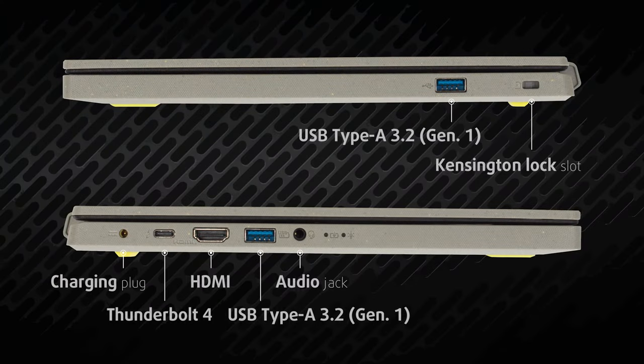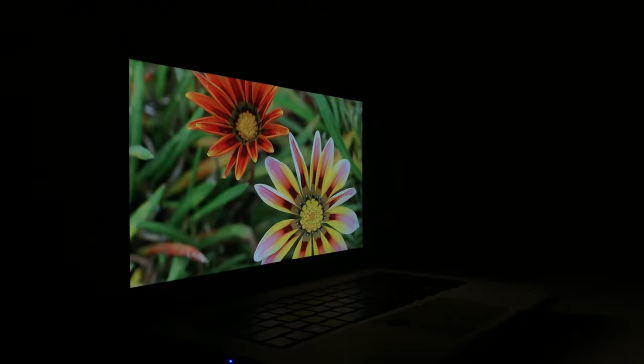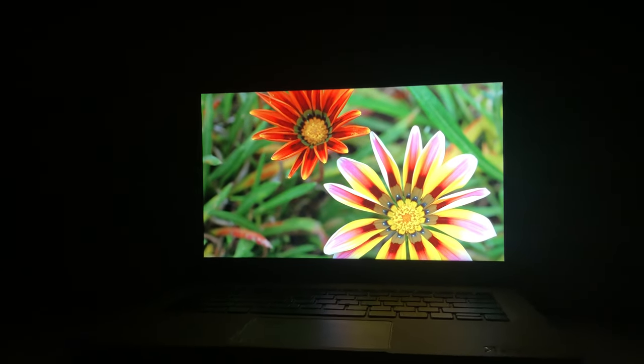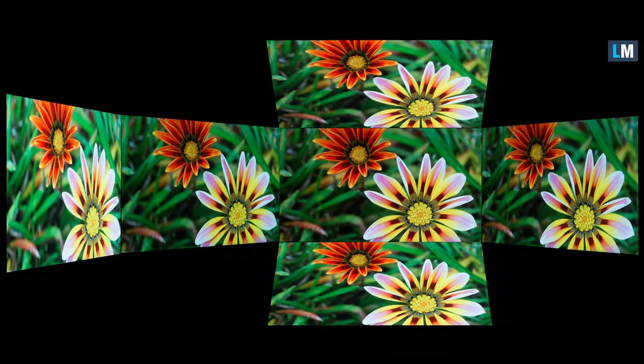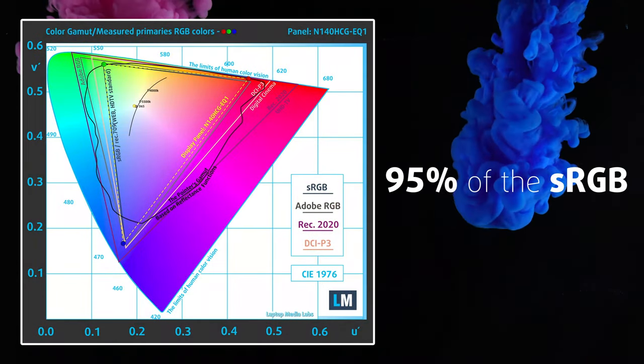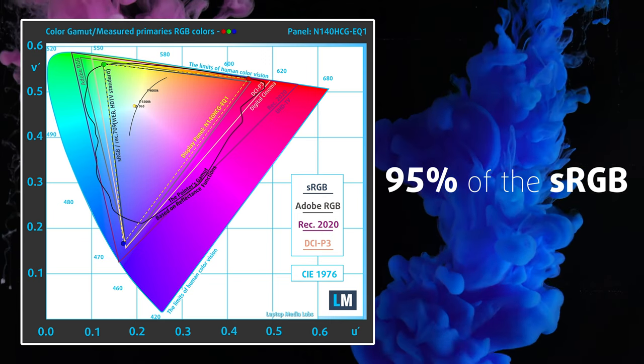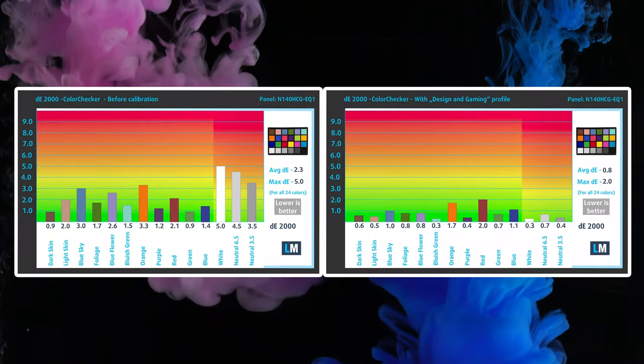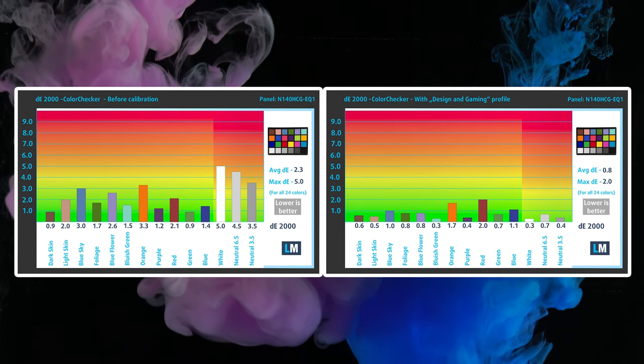The laptop has two full-sized USB 3.2 Gen 1 ports, one Thunderbolt 4, an HDMI connector, and a 3.5mm audio jack. The 14-inch Full HD IPS display is a great addition to this device. The viewing angles are excellent, so videos and movies will look great regardless of where you're looking at the notebook. It has good max brightness of 305 nits and great 20:20:1 contrast ratio, which is one of the best we've ever tested on a laptop. The panel has excellent creator capabilities, covering 95% of the sRGB color gamut and showing decent accuracy with the stock settings, which gets even better once our design and gaming profile is applied.